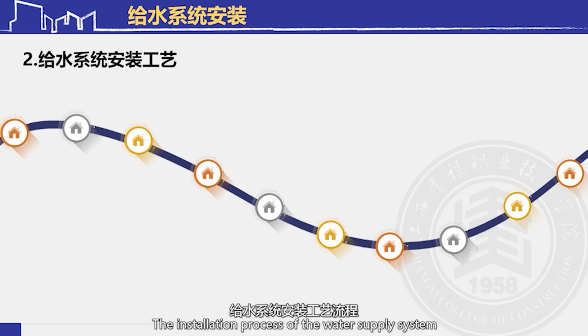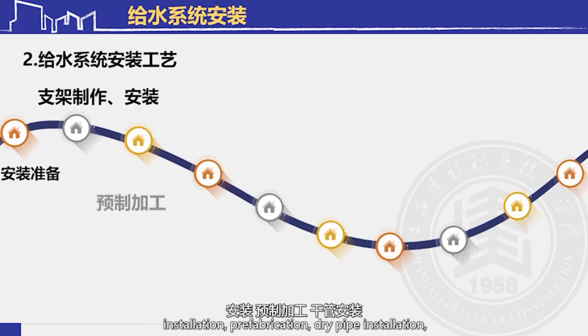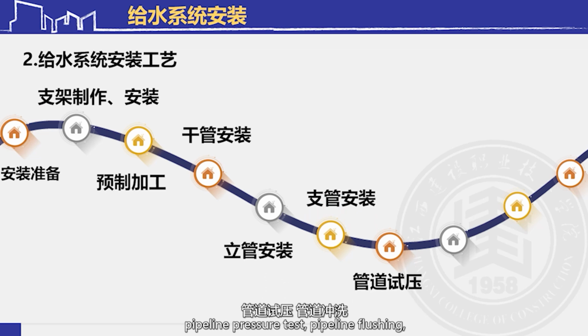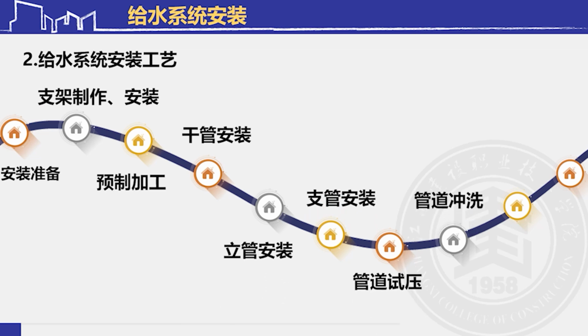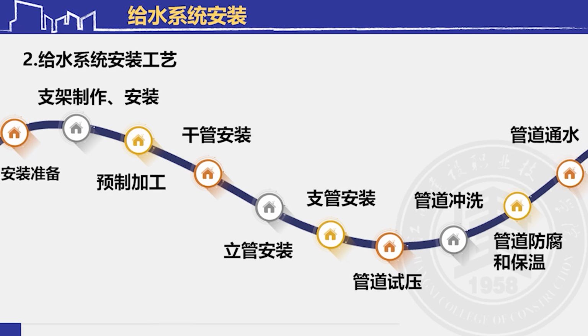The installation process of the water supply system includes installation preparation, support production, installation, prefabrication, dry pipe installation, riser installation, branch pipe installation, pipeline pressure test, pipeline flushing, pipeline anti-corrosion and insulation, piping water.